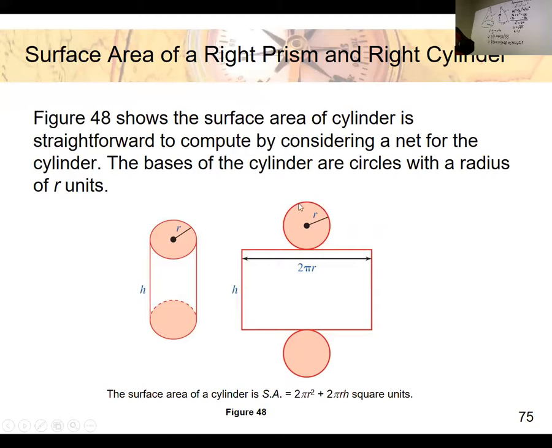And then the area of the bases, there are two circles. Each circle has an area of pi times the radius squared. So that's 2 pi r squared because we have two circles with an area of pi r squared. And then plus 2 pi times the radius times the height.